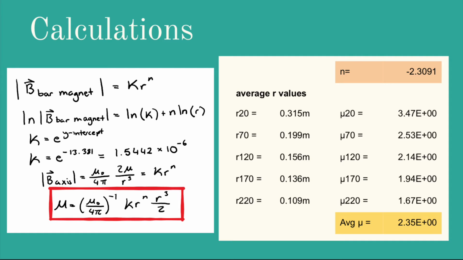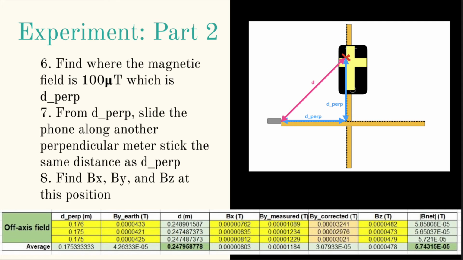In part 2 of the experiment, I moved the phone to where the magnetic field is 100 microteslas, labeled as dperp. I then slid the phone perpendicularly along another perpendicular meter stick to the same dperp distance. From there, I recorded the Bx, By, and Bz values, a distance of d about 0.25 meters away from the bar magnet at a 45-degree angle. I did this 3 times to prevent error.